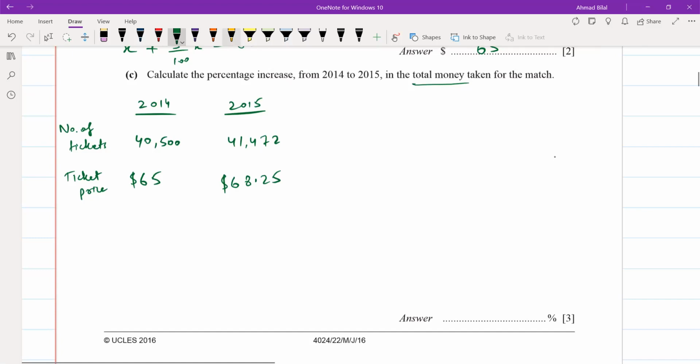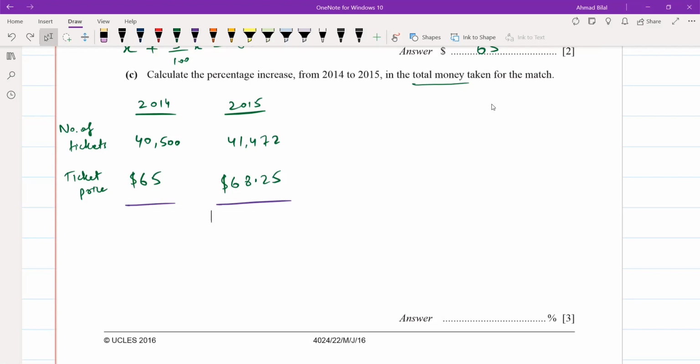अब टोटल मनी आपके पास कितनी है दोनों केसेस के अंदर, 2014 और 15 के अंदर? You just multiply these two numbers, right? टिकट प्राइस को मल्टीप्लाई कर देंगे नंबर ऑफ टिकट के साथ, बिकॉज़ एक टिकट की यही प्राइस है, उसको नंबर ऑफ टिकट से मल्टीप्लाई करोगे, you get the total money for that particular year. 65 into 40,500, what do we get from that? Let's evaluate that.